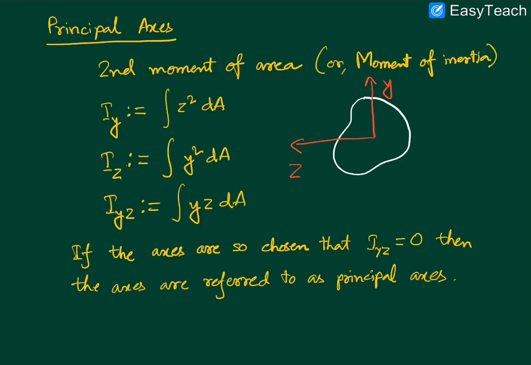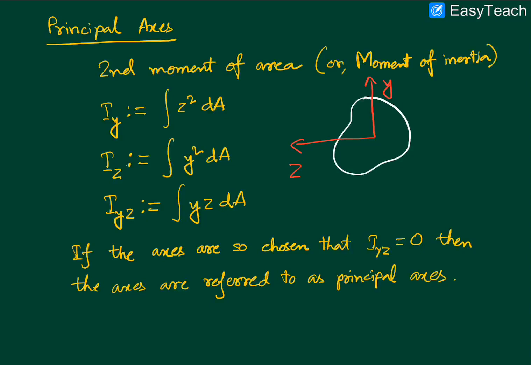You can draw some analogy with the two-dimensional state of stress that we studied during our undergraduate days, where we said that if we have a state of stress given by sigma xx, sigma yy, and sigma xy, the principal stresses would be given in that situation where the sigma xy is equal to 0. In a similar fashion, here also, when Iyz is equal to 0, the Iy and the Iz correspond to principal axes.